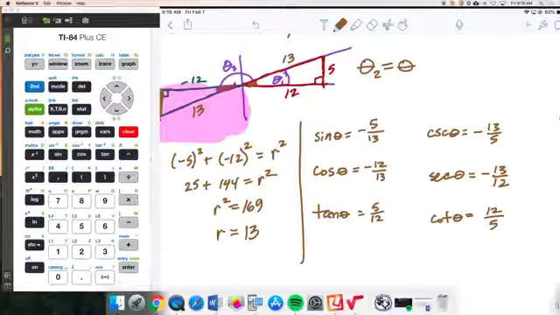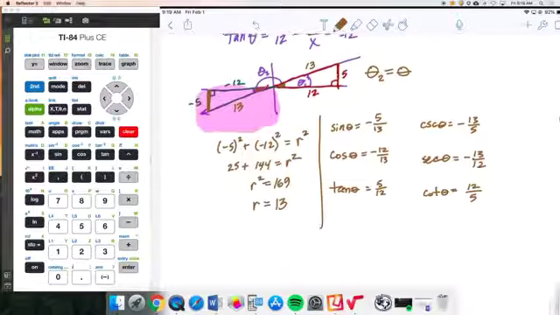Your free response, I'll walk you through there. I'll have you find the 6 trig ratios.